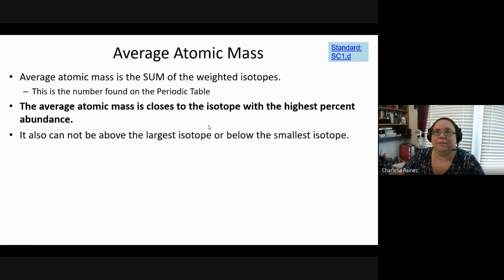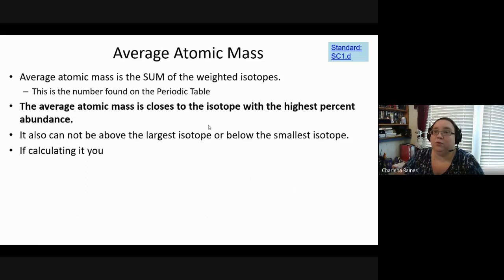Also, the thing to note about average atomic mass is it can't be above the mass of the largest isotope, and it can't be below the mass of the lowest isotope. So if you're getting numbers above or below your isotope ranges, that means you're probably typing something into the calculator incorrectly.